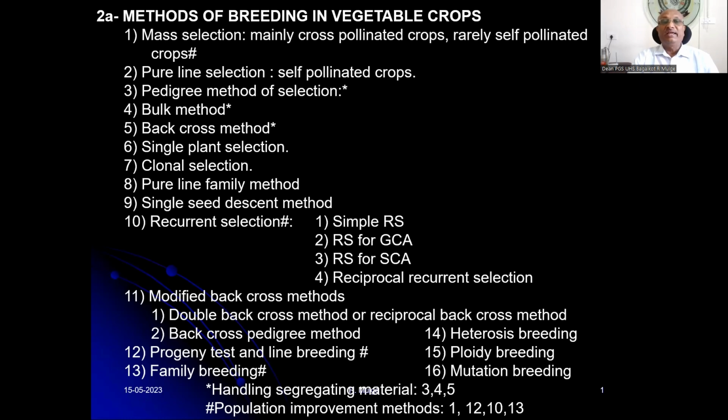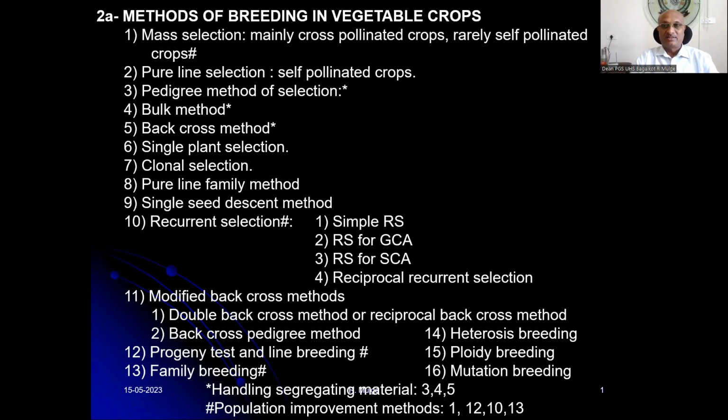Mass selection means you are not selecting individual plants and separating them out. In a population, you select some plants, collect their seeds, and mass them, mixing them to raise the next generation. That's most important. So if you do that in a self-pollinated crop, what will happen? The individual plants are different in self-pollinated crops. They are homozygous, not heterozygous.